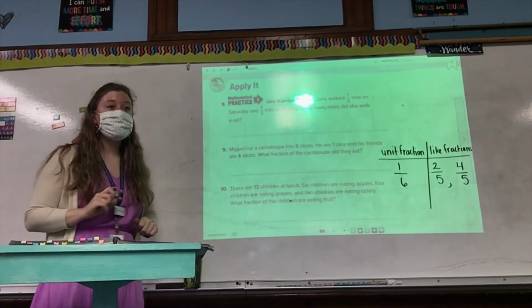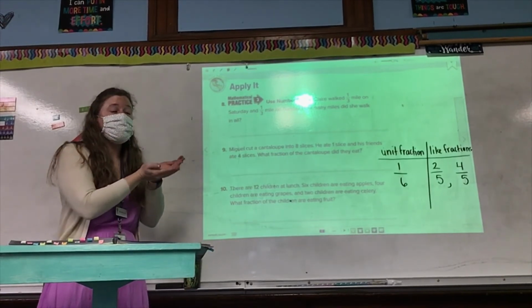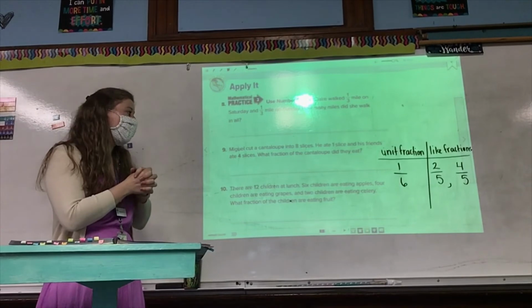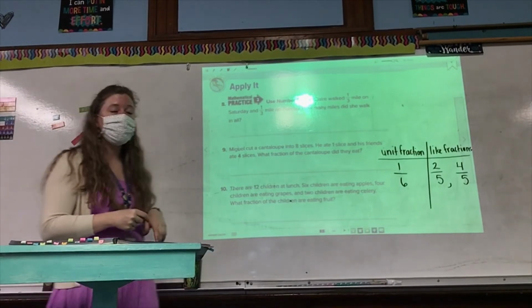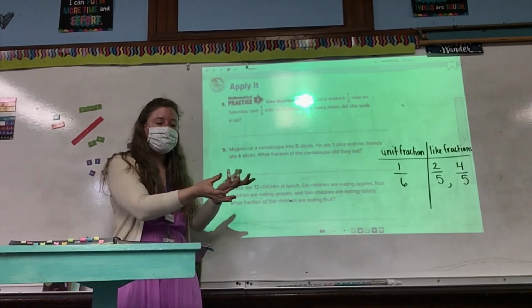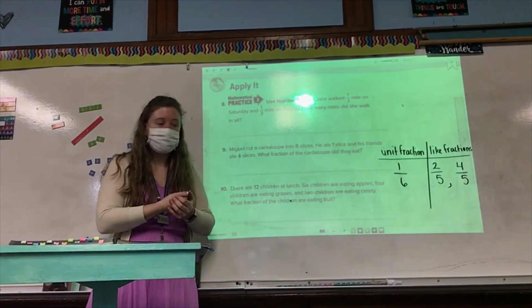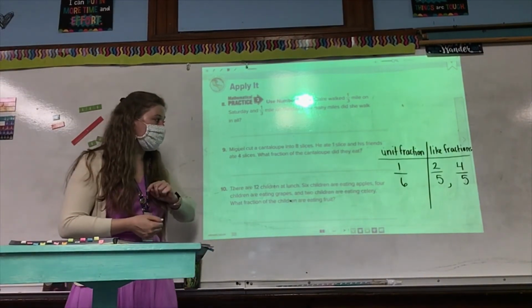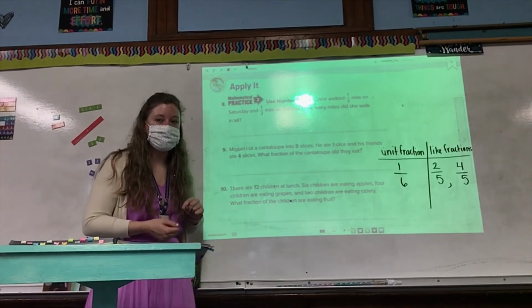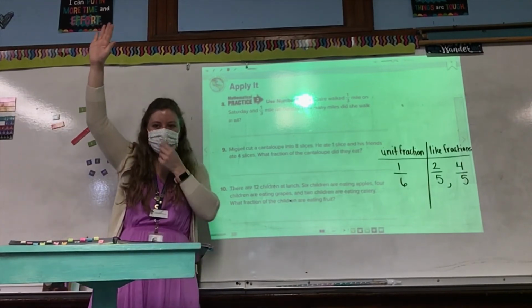He ate 1 slice, so I'm imagining Miguel just eating 1 slice. And then his friends ate 4 slices. So I'm imagining a couple friends eating 4 slices total. What fraction of the cantaloupe did they eat? Who would like to help with this problem?